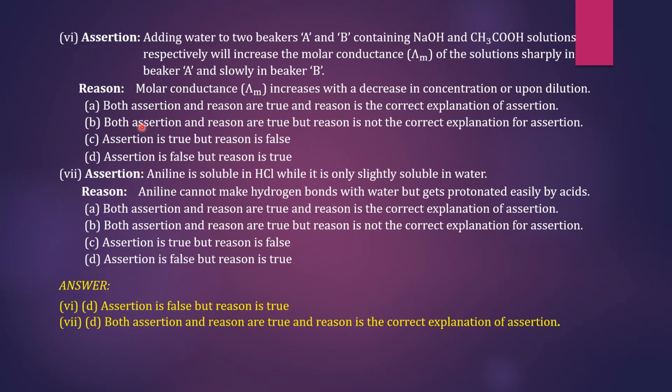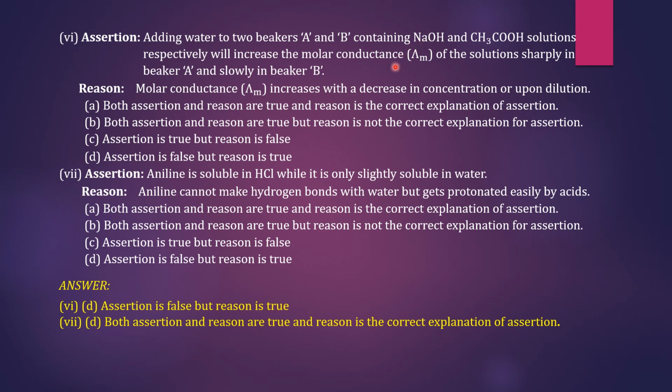As I mentioned, read the question carefully. See the assertion for question number 6. Adding water to two beakers A and B containing sodium hydroxide and acetic acid solution respectively will increase the molar conductance of the solution sharply in beaker A and slowly in beaker B. So A is NaOH, that is a strong electrolyte, B is acetic acid, that is a weak electrolyte. And on dilution, the molar conductance of a weak electrolyte increases sharply, and for a strong electrolyte it increases slowly.